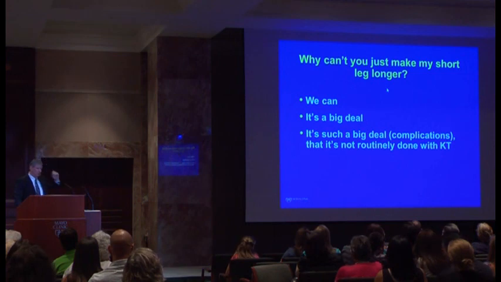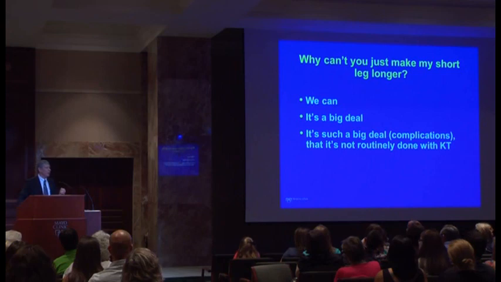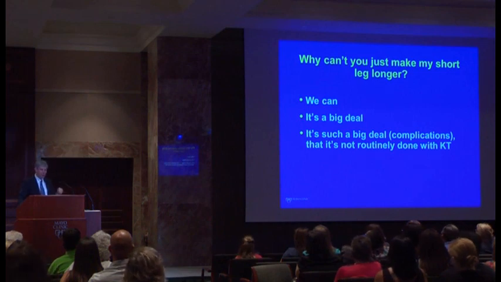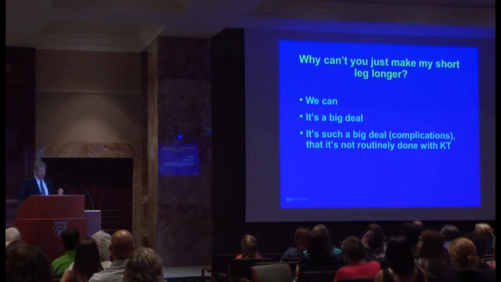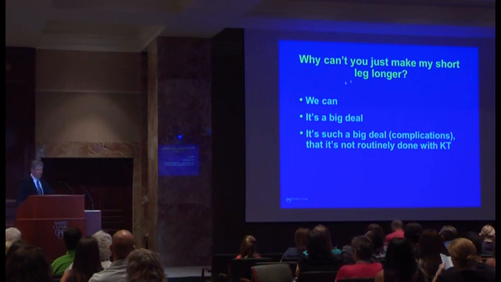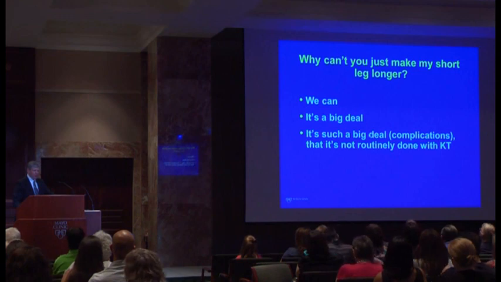A lot of people don't really want us to slow down their longer leg. And they would much rather be taller than a little shorter. And so one of the common questions I get is this one: why can't you just make my short leg as long as my long leg so I will be taller? I want to play basketball, I want to play volleyball, and I don't really want to be a little shorter. I want to be taller. And the answer is, well, we can, but it's such a big deal that we'd rather not. And you would rather not.